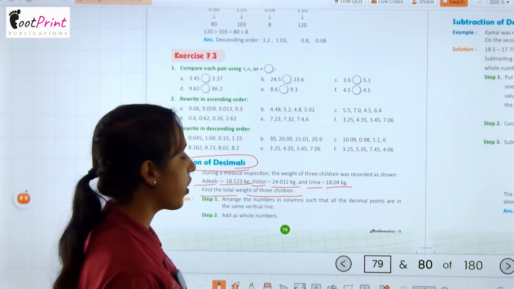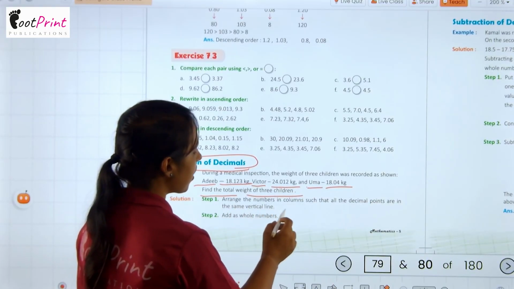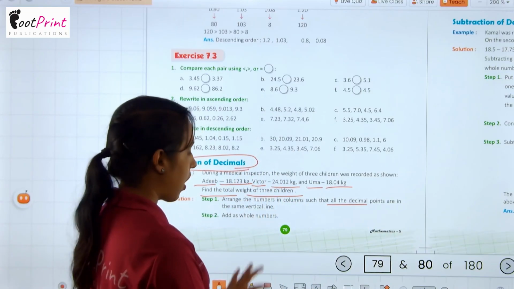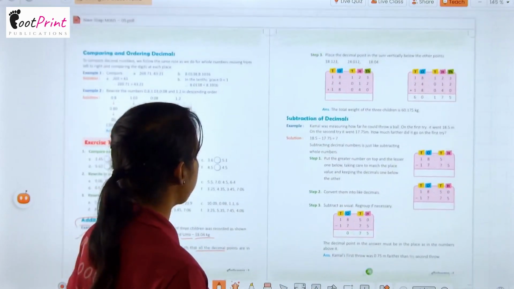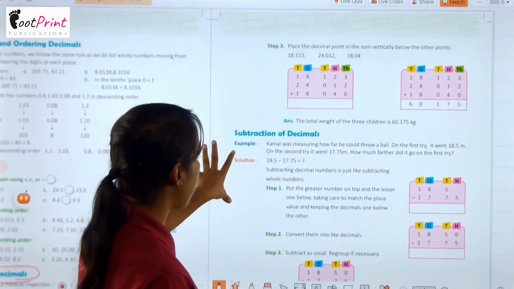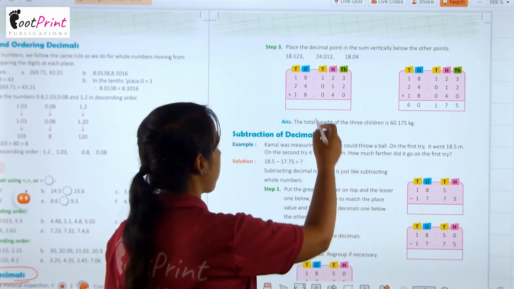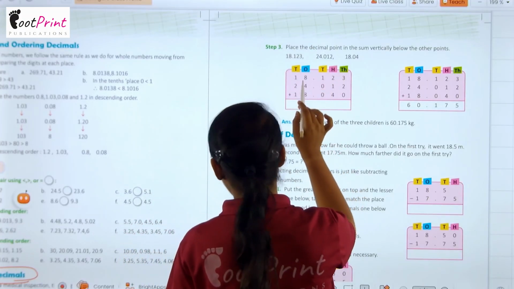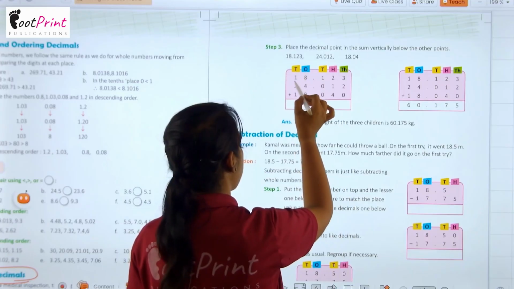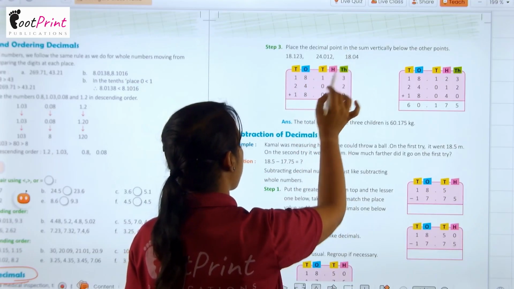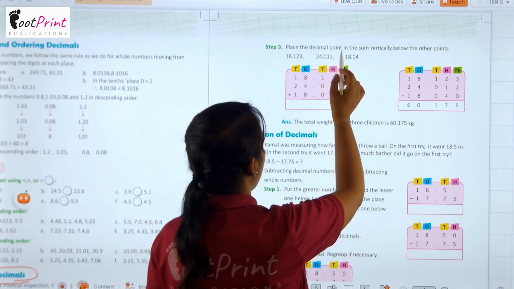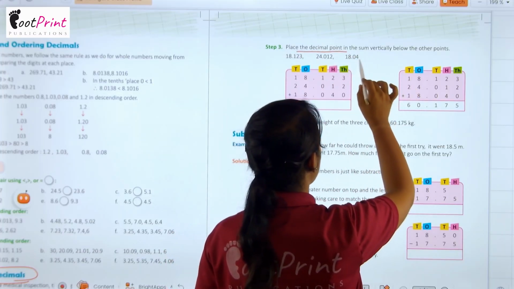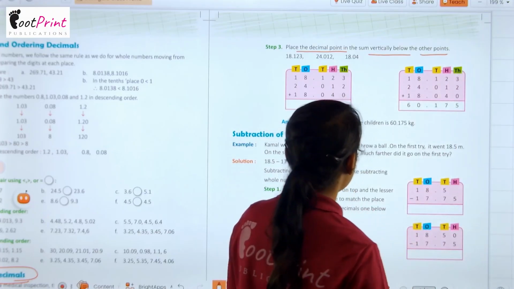So first what we do? Arrange the numbers in columns such that all the decimal points are in the same vertical line. अब हमें ऐसे arrange करना है कि सारे decimal points एक वर्टिकल लाइन में आ रहे हों. यहाँ भी डेसिमल, इसका भी, इसका भी. इसके बाद हम होल नंबर को ऐड करेंगे. So whole numbers we have 18, here we have 24 and here we have 18. Next we have step number 3, place the decimal point in the sum vertically below the other points.